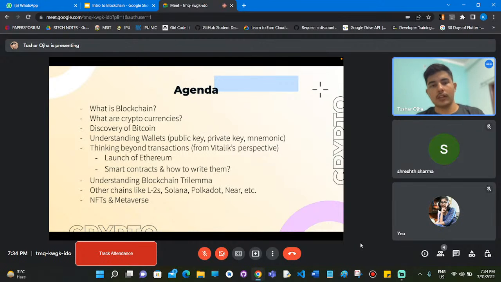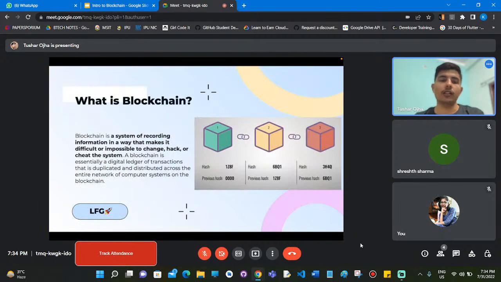All right. Now let's talk about what is the blockchain. This is the definition which I've picked from the internet. Most of the definitions you see on the slide have been picked from the internet, but in this session, we're going to go deep down and understand what these actually mean. So blockchain is a system of recording information in a way that makes it difficult or impossible to change, hack, or cheat the system. Blockchain is essentially a digital ledger of transactions that is duplicated and distributed across the network.